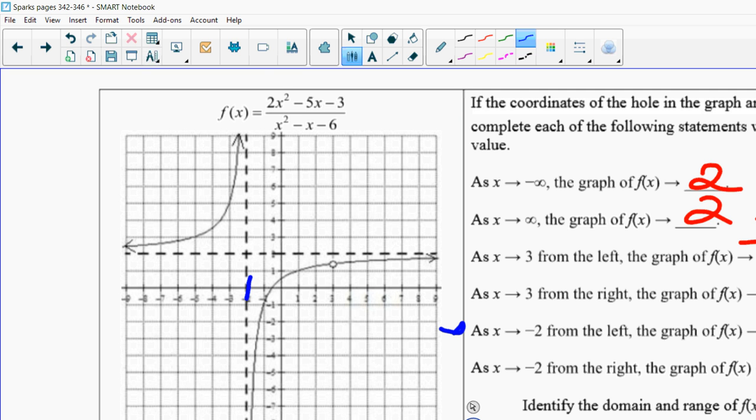As x approaches negative 2 from the left, here's x equals negative 2. x is getting closer and closer to negative 2 from that side. Indeed, as x approaches negative 2 from the right.